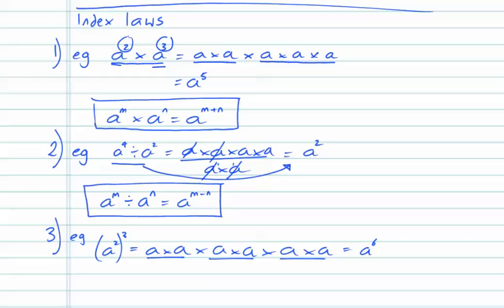Again, looking for a shortcut, that means that I've simply multiplied the powers. So when I'm raising a power to a power, I can take a shortcut by simply multiplying indices. So that's index laws 1, 2, and 3, and our indices review.